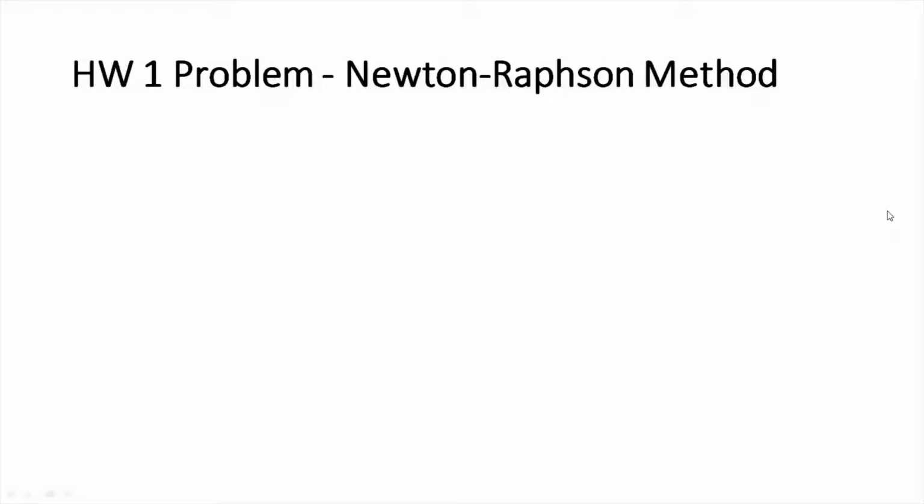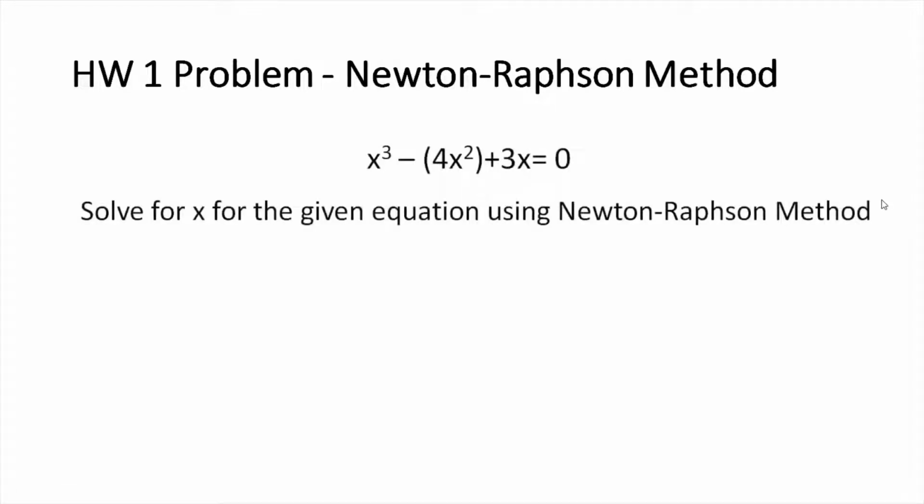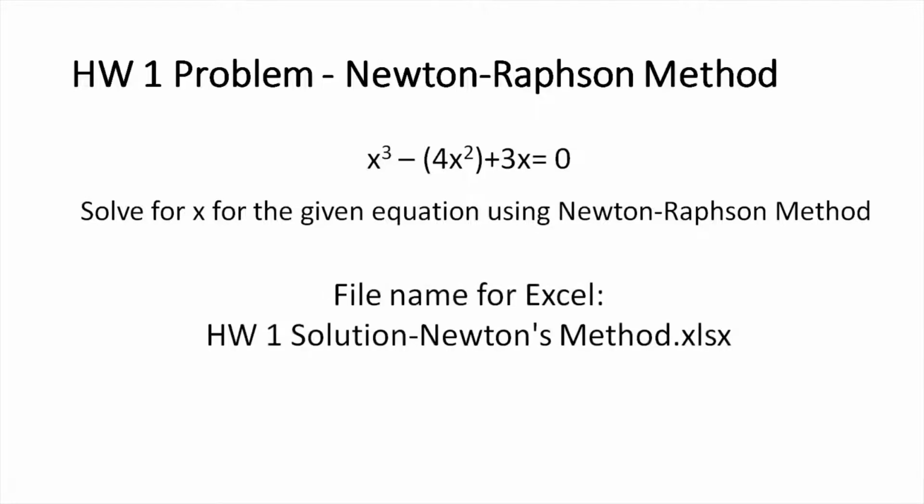So we're going to go over a homework problem that you guys can try on your own. We're going to use the equation x cubed minus 4x squared plus 3x equals 0 and solve for x using Newton-Raphson method. And the Excel solution file will be provided if you want to check your answer.